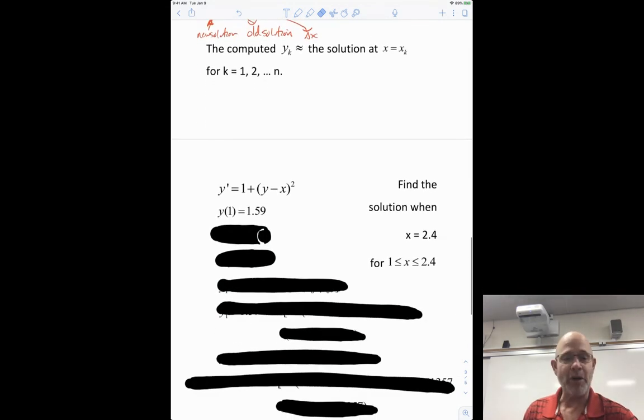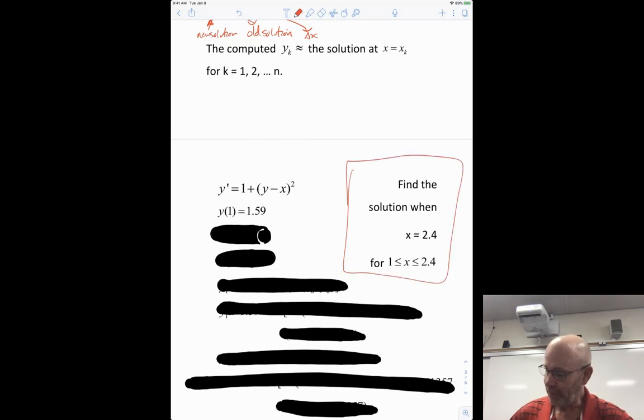All right, so here's the problem. The problem starts with a derivative, y prime equals 1 plus y minus x squared. What we're trying to do, here's the question right here. Find the solution when x equals 2.4.